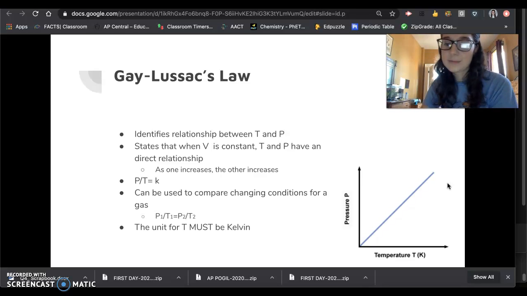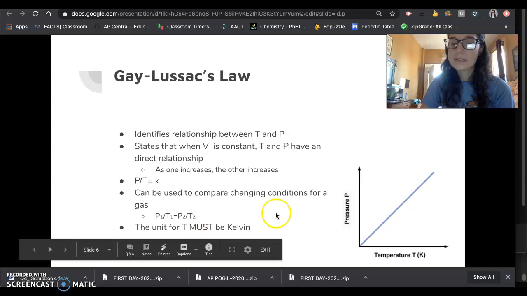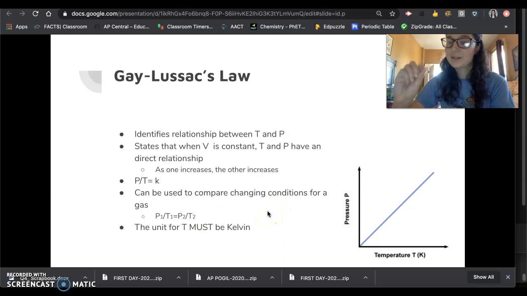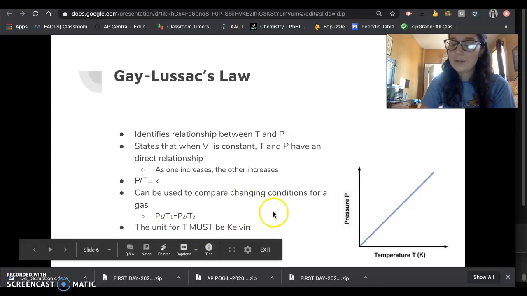Just like temperature and volume, temperature and pressure have a direct relationship. So as one increases, the other also increases. So Gay-Lussac's law looks a lot like Charles's law. It's just he's using pressure instead of volume. So again, we have P1 over T1 equals P2 over T2 when we want to compare a sample under different conditions. And just as before, our temperature unit must be Kelvin, not Celsius for these.